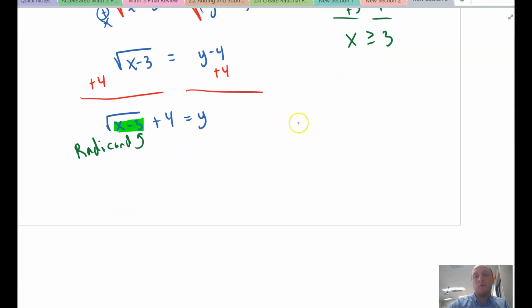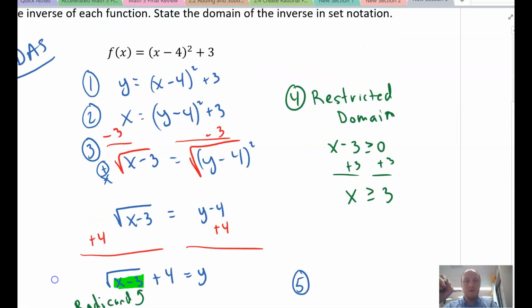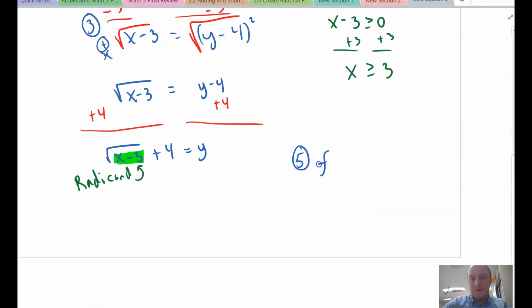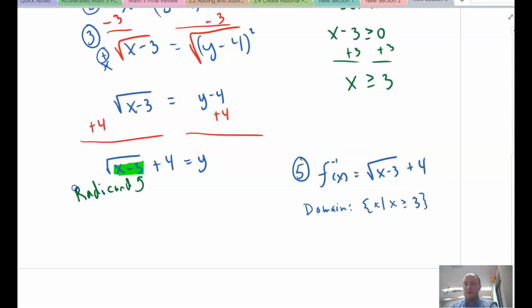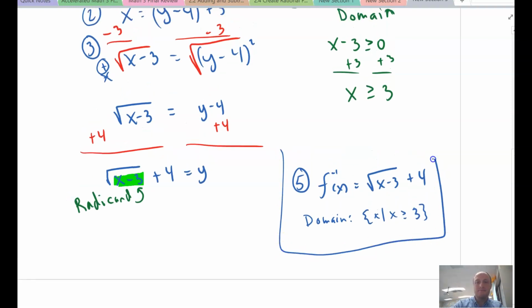And then step 5, we'll write our final response. Here is our inverse function. This function is named f. So f inverse of x is equal to the square root of x minus 3, plus 4, and then our restricted domain are our x values such that x is greater than or equal to 3. Okay, there's your answer.